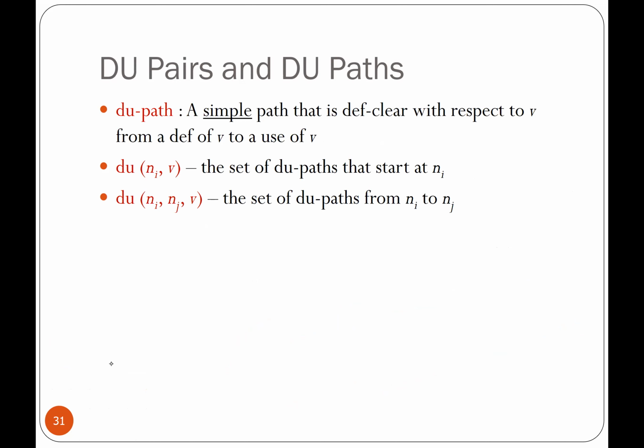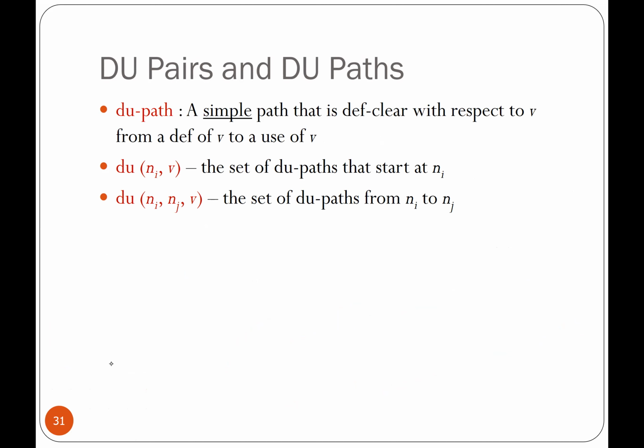All right. Now, next up, this is where it gets really tricky. It's the last one: the concept of a DU path. Now, a DU path is a simple path. Remember what simple means? Simple means I cannot see the same node twice, unless it happens to be the first node and the last node.